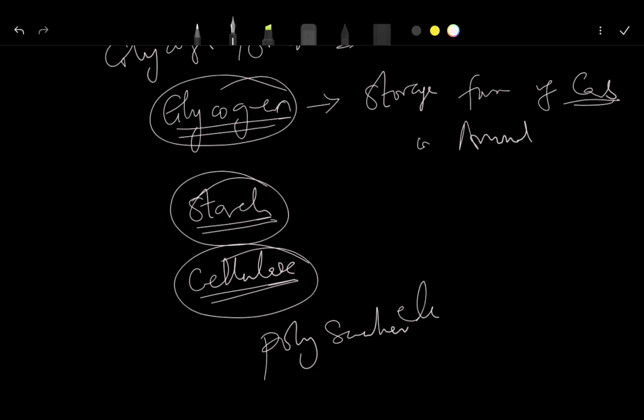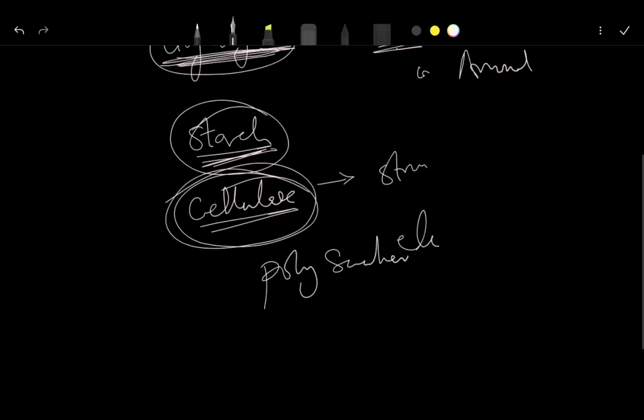Just that glycogen is the storage form of carbohydrate in animals, starch is the storage form of carbohydrate in plants, while cellulose is a polysaccharide that is just a structural component of the cell wall of plants. You get? So that is one thing you should take note of. All of them are polysaccharides.